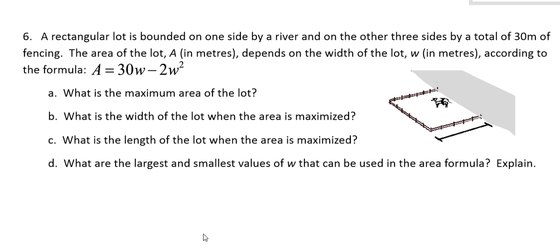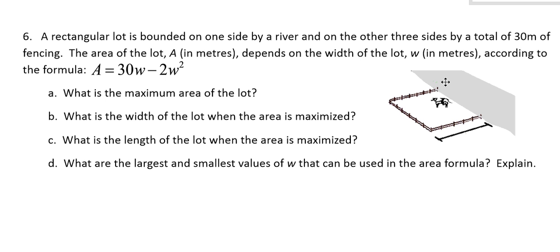It says, a rectangular lot is bounded on one side by a river and on the other three sides by a total of 30 meters of fencing. So there's a diagram here. You can see the river and the other three sides make a rectangle.